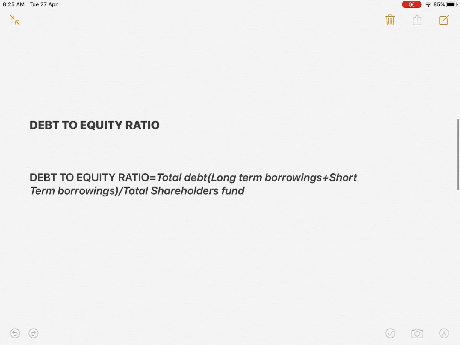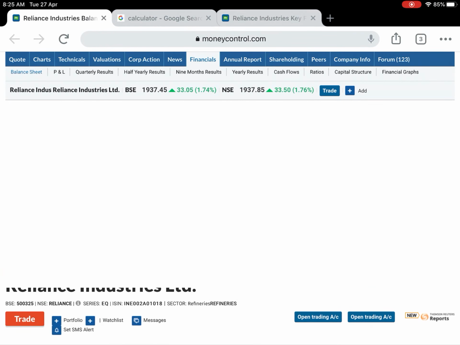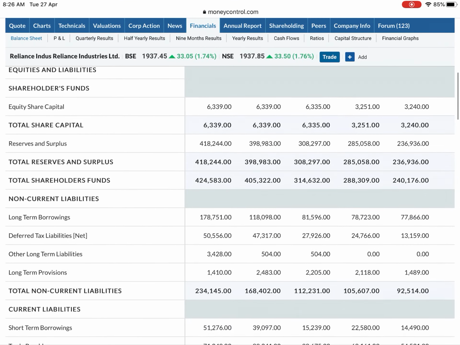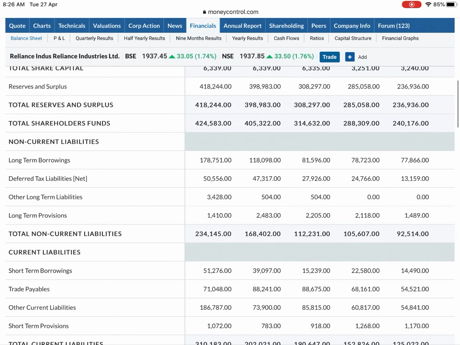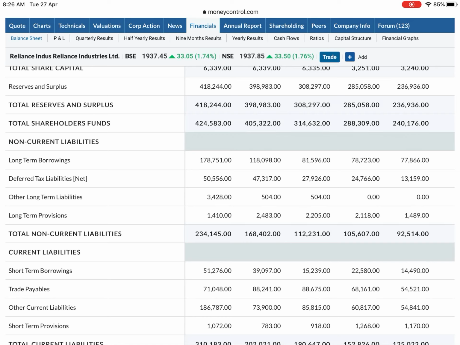So the debt to equity ratio is total debt divided by shareholders' fund. Now go to Money Control and open a company. I have opened Reliance Industries, and if we look for long term borrowings, you will find them in the non current liabilities section. Here is long term borrowings, and we can easily see that long term borrowings is around this.